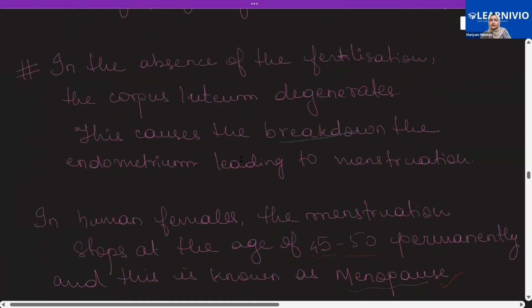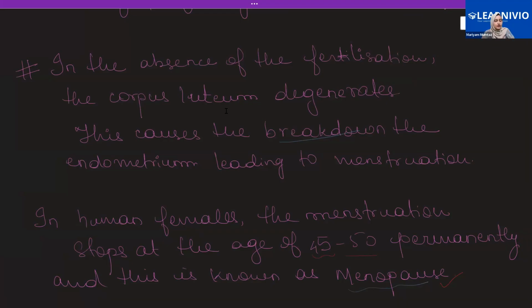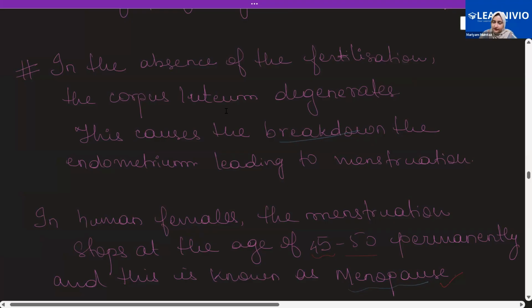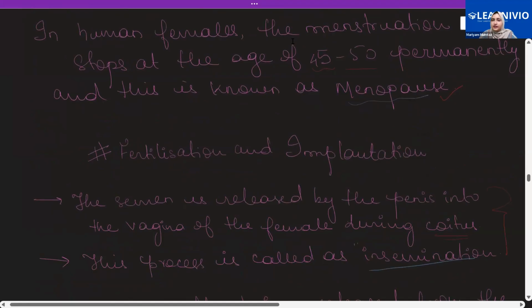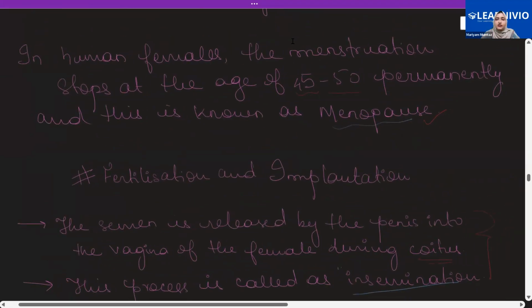But in the absence of fertilization, what will the corpus luteum do? It's not needed. It doesn't need to secrete progesterone. So the corpus luteum degenerates and becomes the corpus albicans. It breaks down, as a result of which the supply of progesterone stops. The endometrial lining is not kept intact, and it will shed off. In human females, menstruation stops permanently at the age of 45 to 50, and we call that menopause. Any doubts?